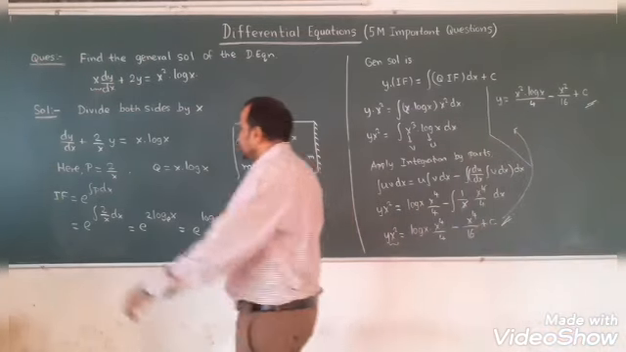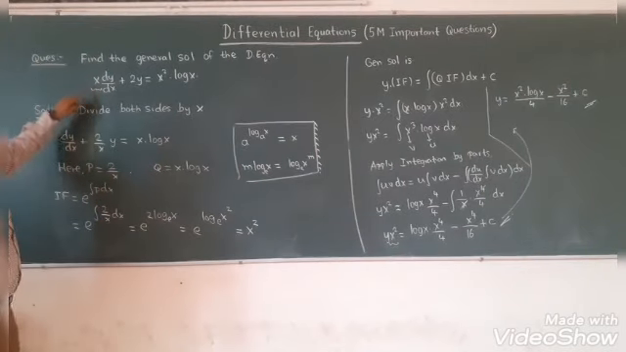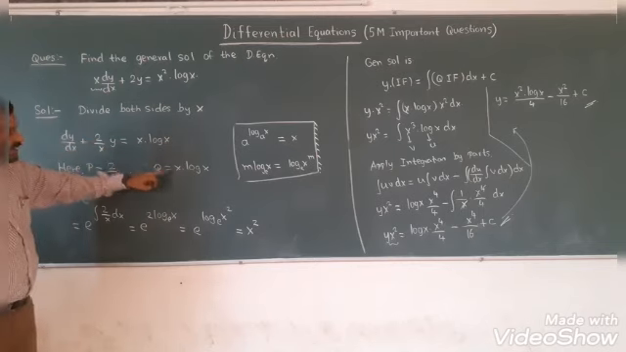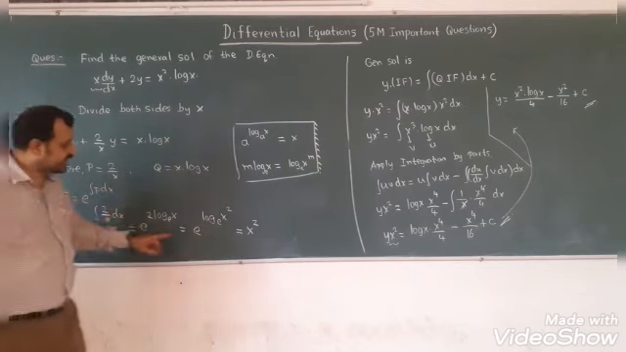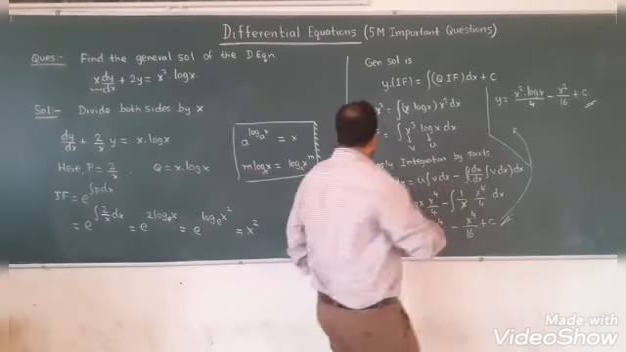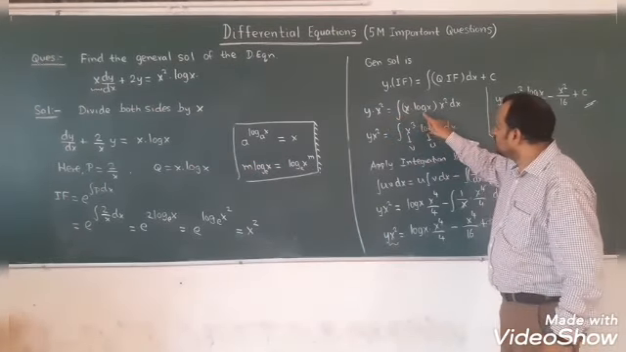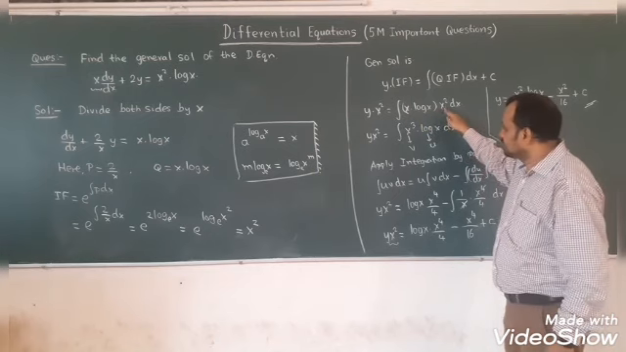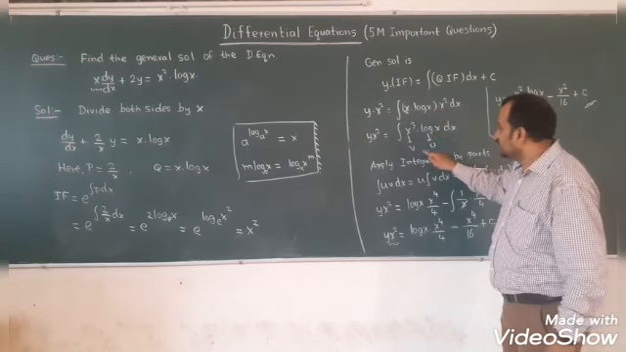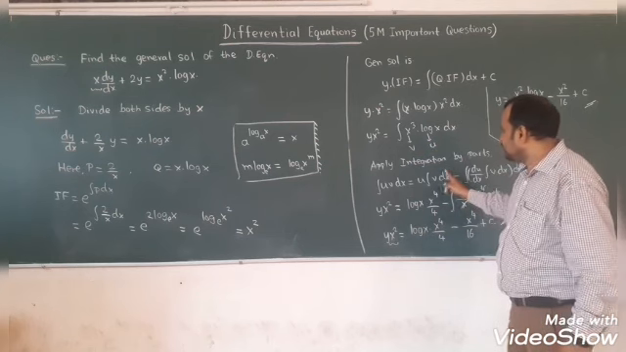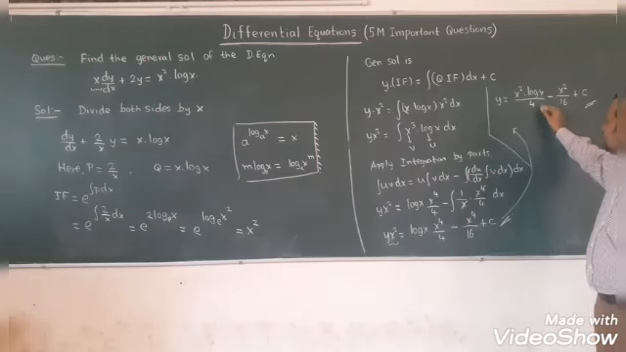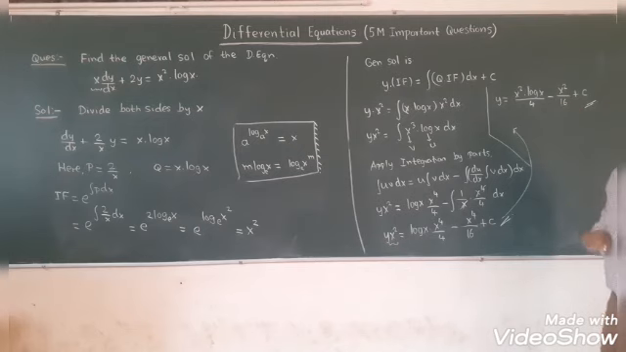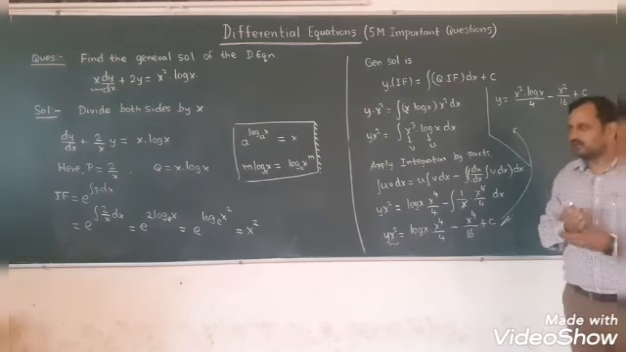So again, since the coefficient of dy by dx is x, we have to divide both sides by x. So p is 2 by x, q is x log x. The integrating factor is given by e power integral of p dx, so finally you will get x square. The general solution is y into x square equal to integral of q into the integrating factor. Again it is a product, so apply integration by parts. This is u, this is v, and finally you will get this. If you want, you can take x square common; otherwise you can leave the answer like this. So I hope the solution is clear.